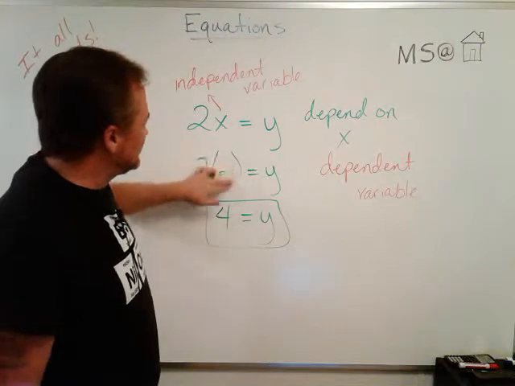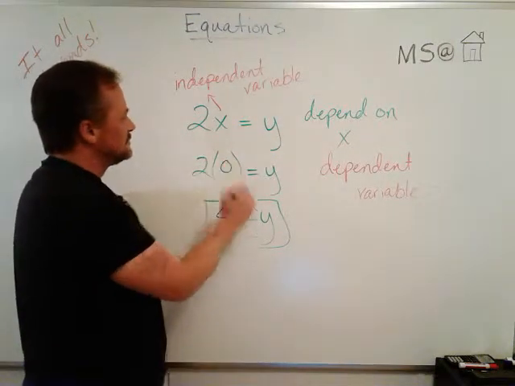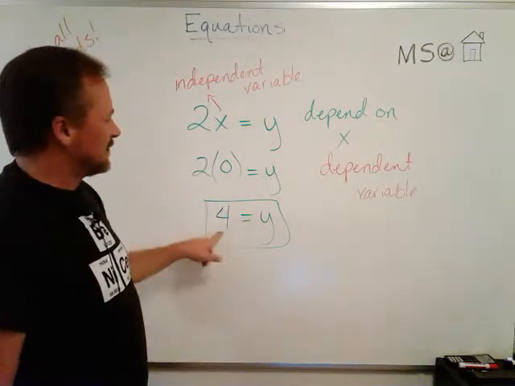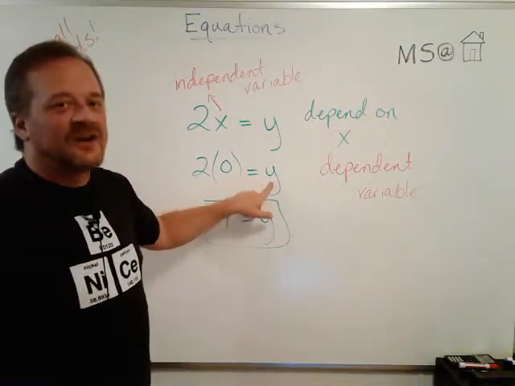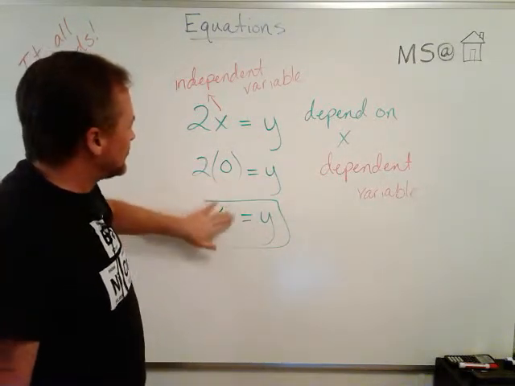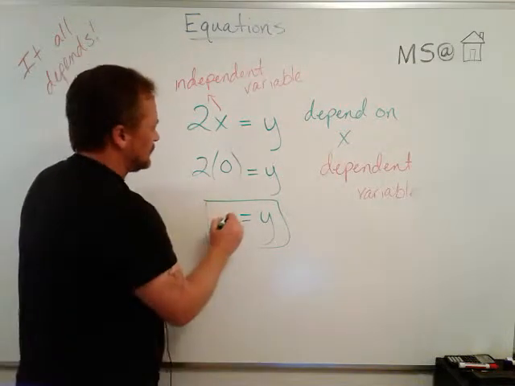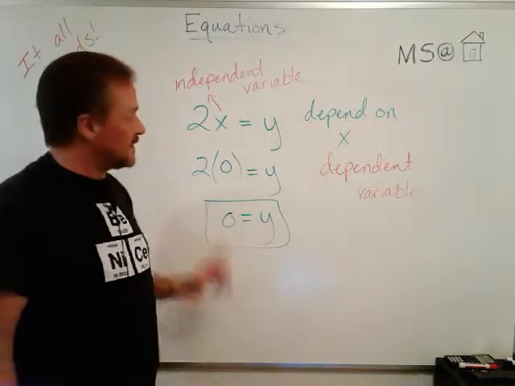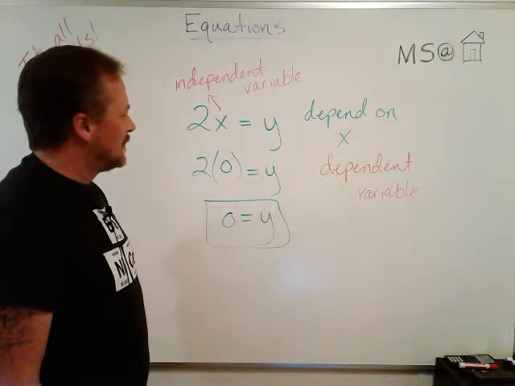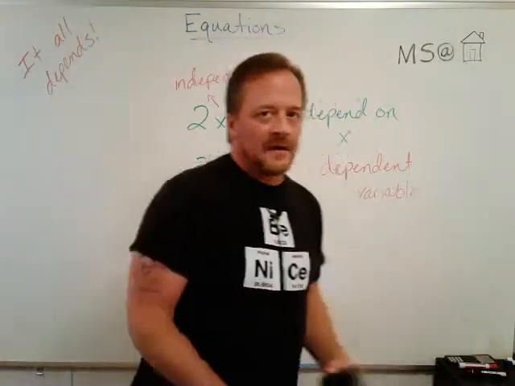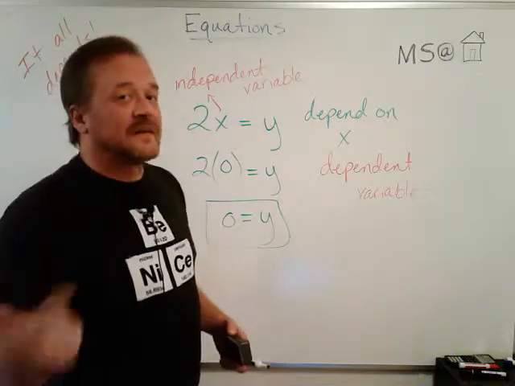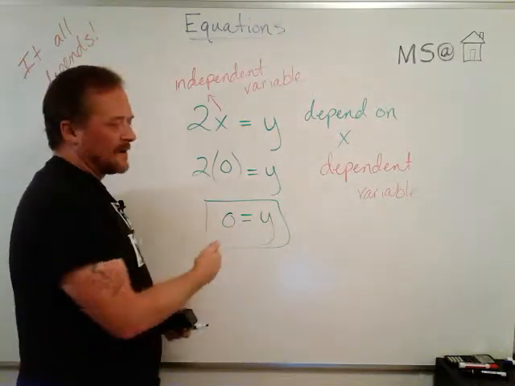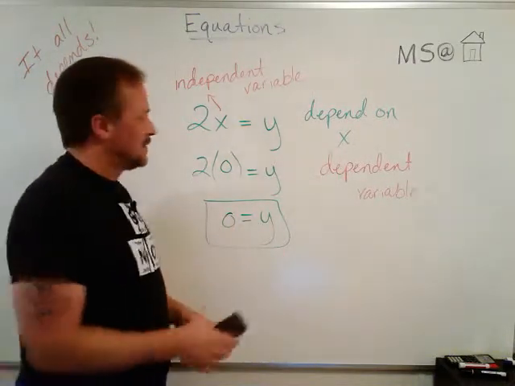What if I said, yeah, I want this to be 0? Does y still get to be 4? Nope. Y has to change depending on what happens with x. Right? 2 times 0 is 0. I could pick any number. Any number that I change x to is going to result in a change in y, okay?